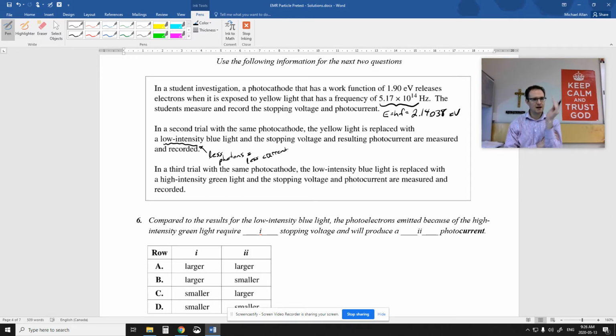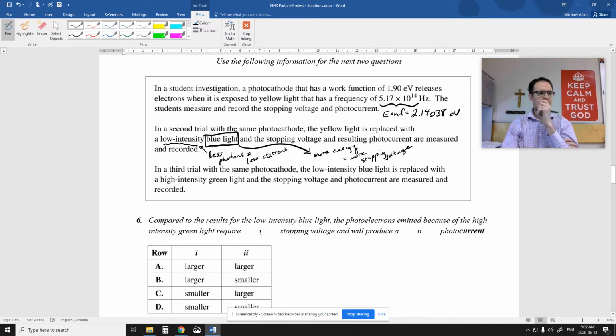Blue light has a higher energy, so the stopping voltage is going to have to increase because of the blue light. More energy equals more stopping voltage. I know that doesn't seem right to me, but whatever. Okay. So that's what I got from trial 2 there.